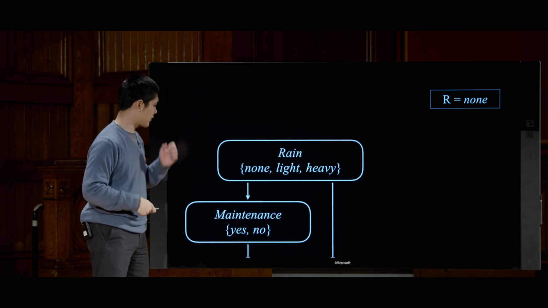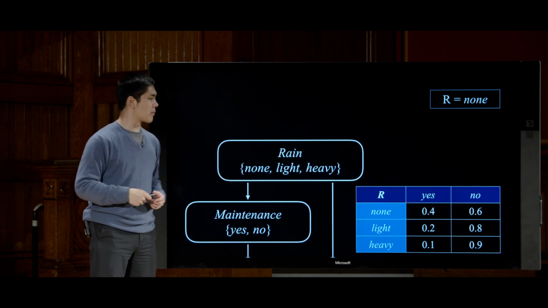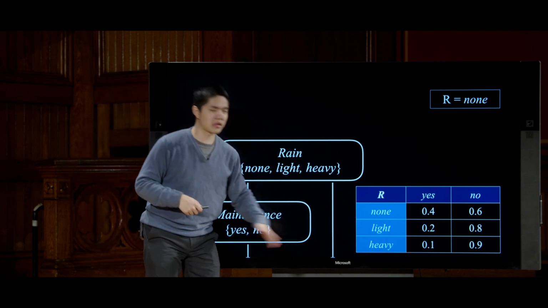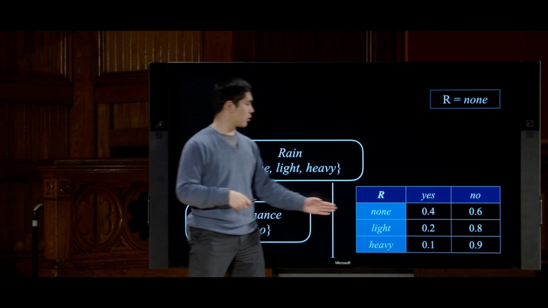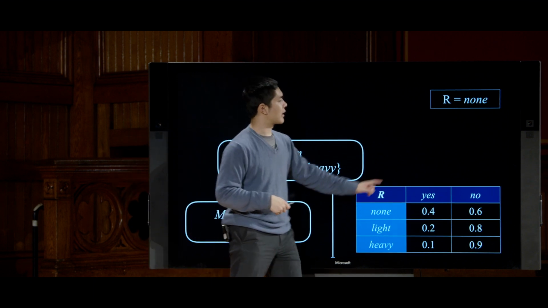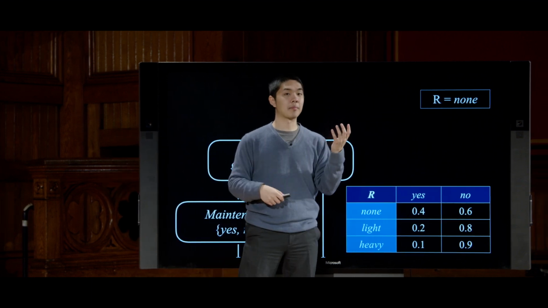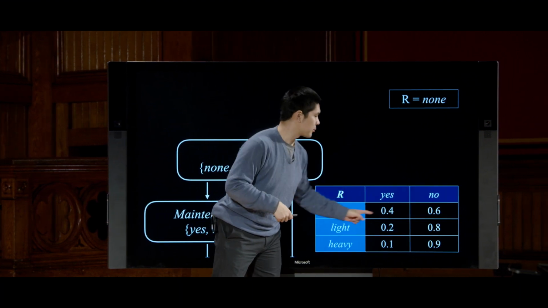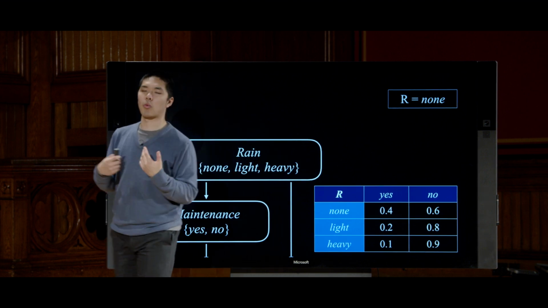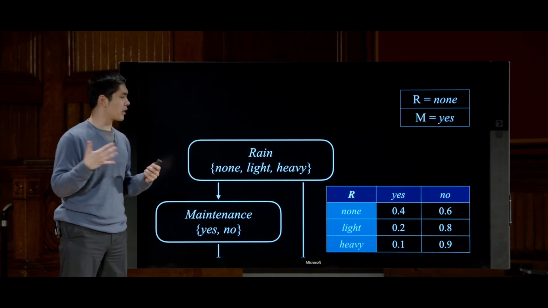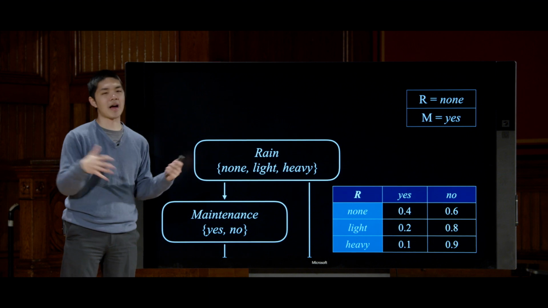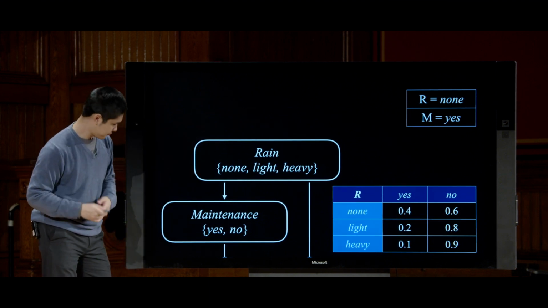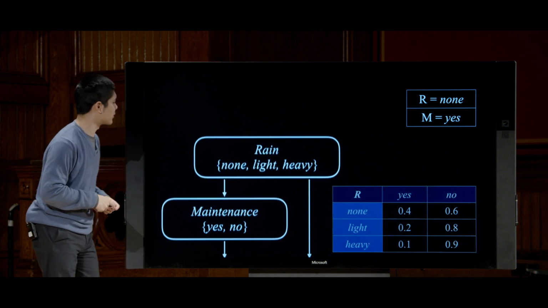Then I do the same thing for the other variable. Maintenance also has a probability distribution, and I'm going to sample. Now, there are three probability distributions here, but I'm only going to sample from this first row because I've observed already in my sample that the value of rain is none. So given that rain is none, I'm going to sample from this distribution to decide what the value of maintenance should be. And in this case, maintenance is going to be, let's just say yes, which happens 40% of the time in the event that there is no rain, for example. And we'll sample all of the rest of the nodes in this way as well.